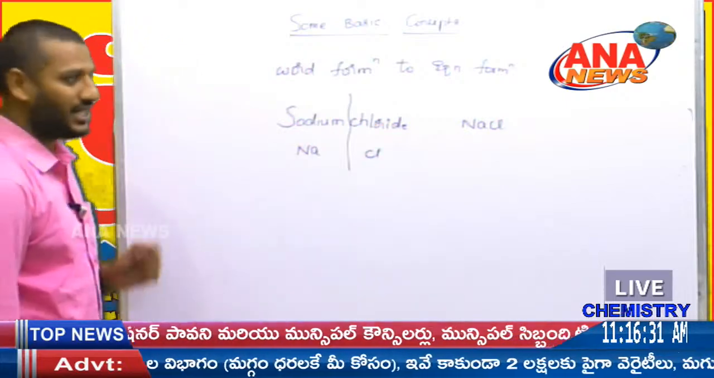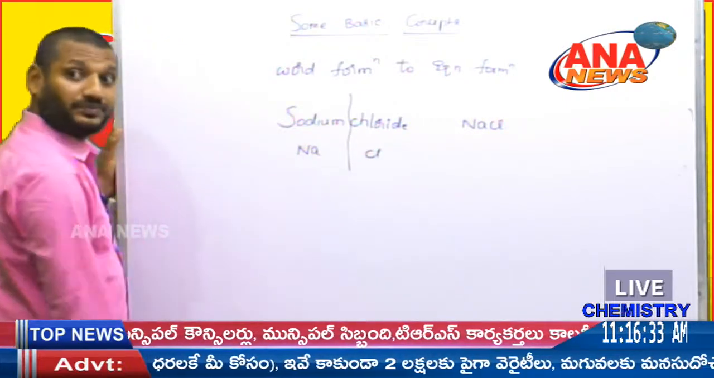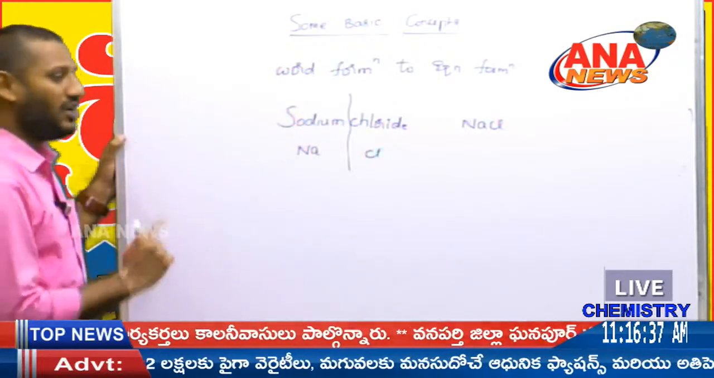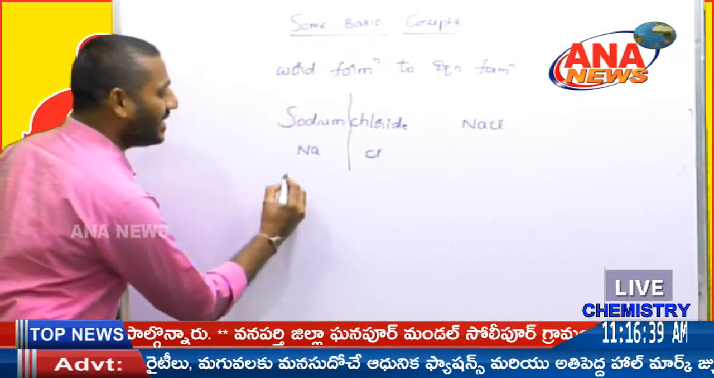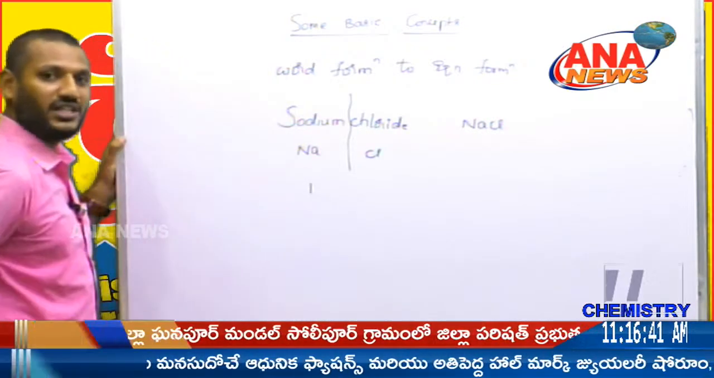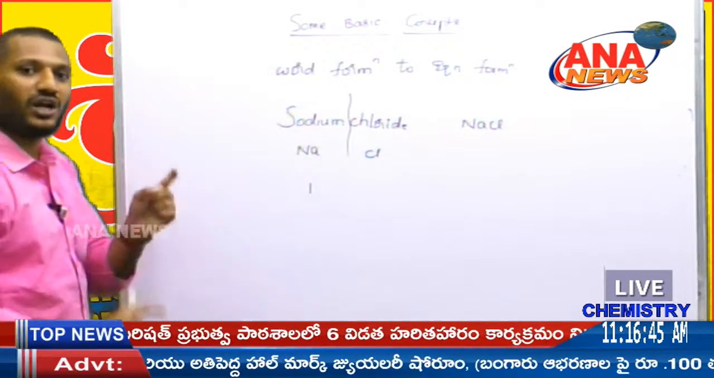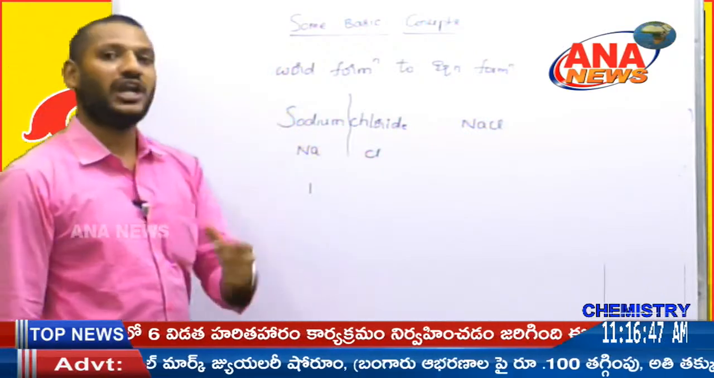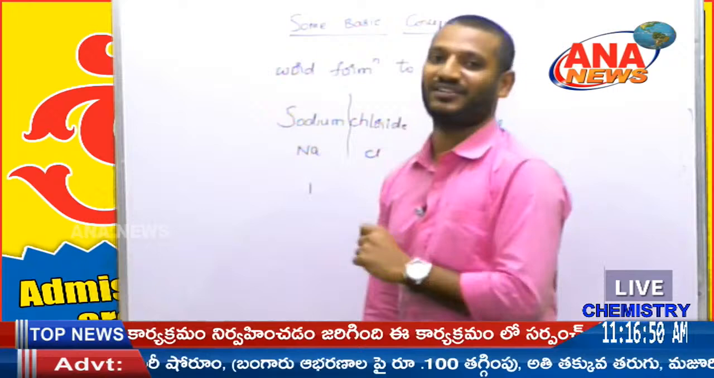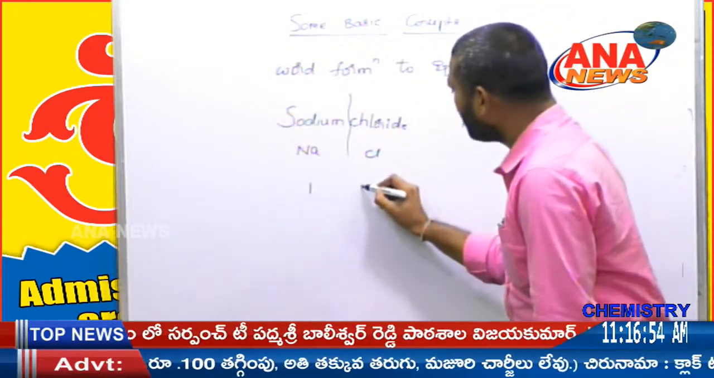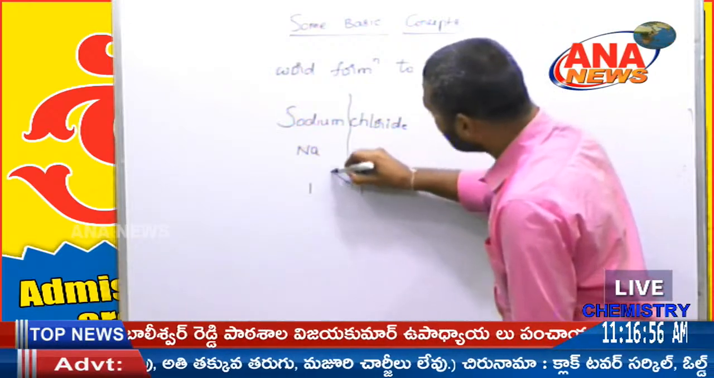What are the valencies? For this sodium element, we already know that it is in the first group. So in this first group, the valency is 1. Similarly, chlorine also has valency 1, because in chlorine the outermost electrons are 7 electrons, so it can only gain 1 electron. So chlorine valency is also 1. So we have to crisscross like this.